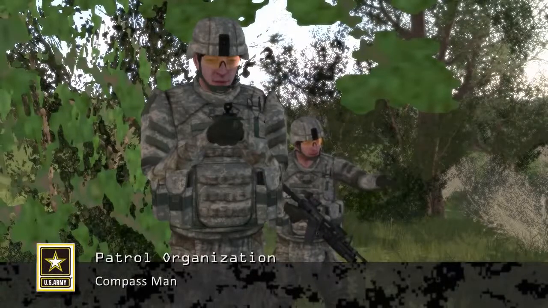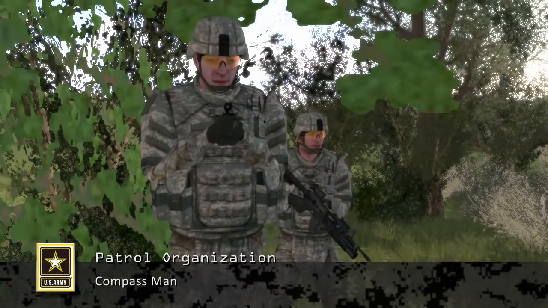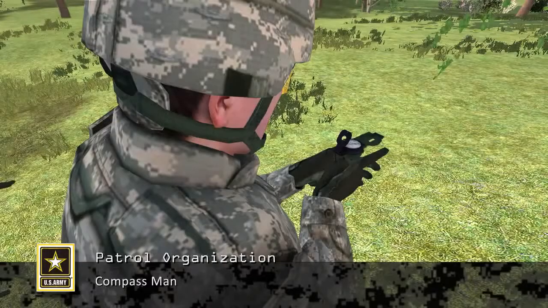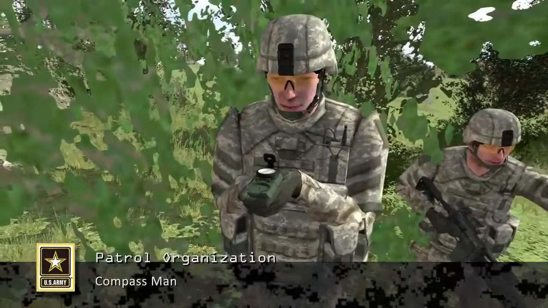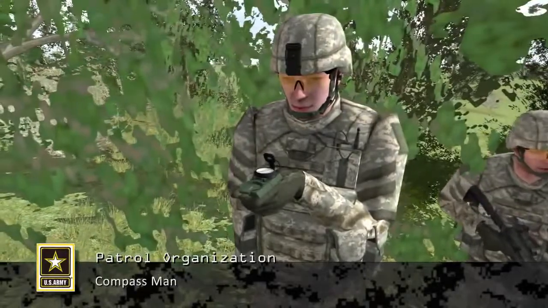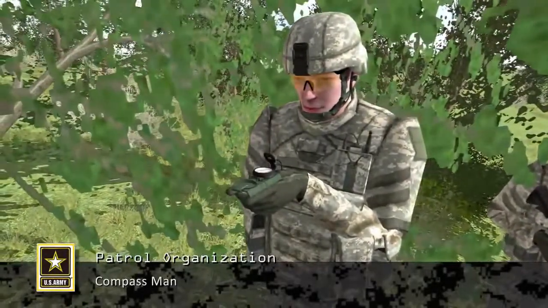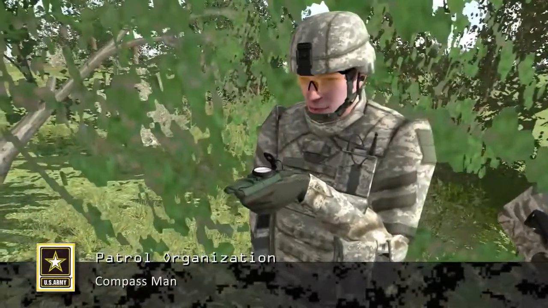Compass man. The compass man assists in navigation by ensuring the lead fire team leader remains on course at all times. Instructions to the compass man must include an initial azimuth with subsequent azimuths provided as necessary. The compass man should preset his compass on the initial azimuth before moving out, especially if the move will occur during limited visibility conditions. The patrol leader should also designate an alternate compass man.